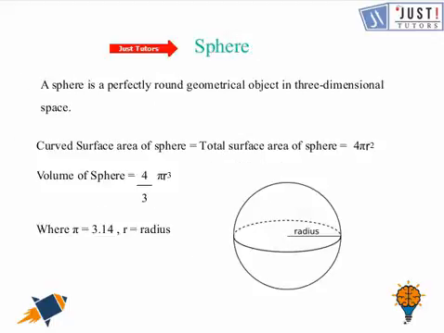Now let's know about sphere. A sphere is a perfectly round geometrical object in three-dimensional space. The curved surface area of a sphere and the total surface area are basically the same thing because we don't have any flat surface in a sphere. This is calculated by using the formula 4 pi r squared, and volume of the sphere is calculated by using the formula 4 over 3 pi r cubed. Again, pi is 3.14 or 22 over 7 and r is the radius of the given sphere.